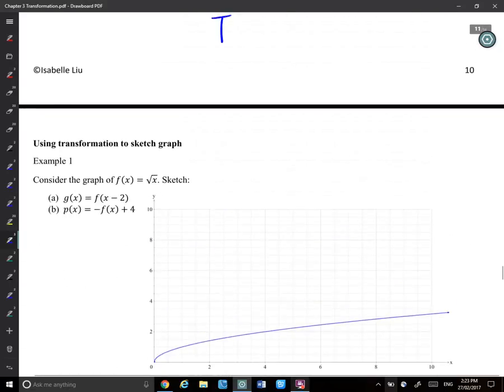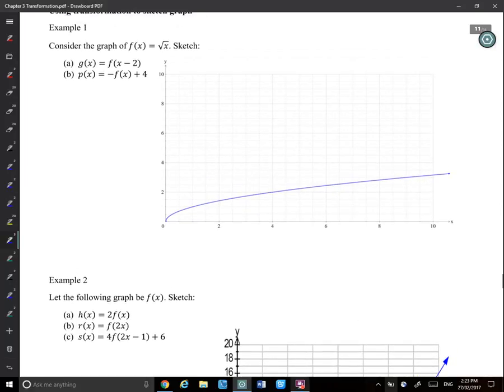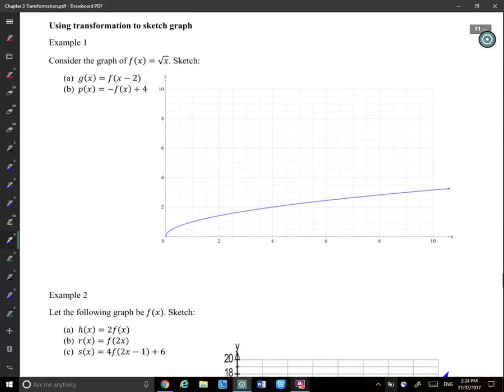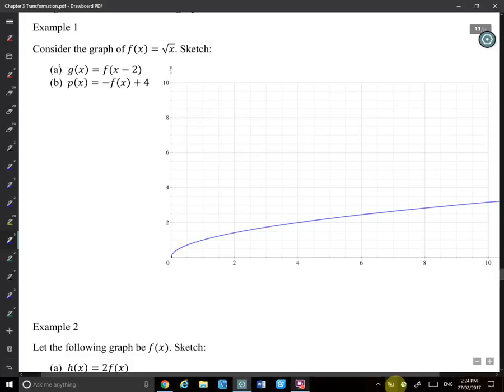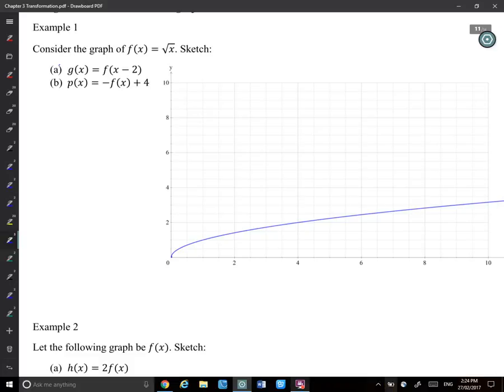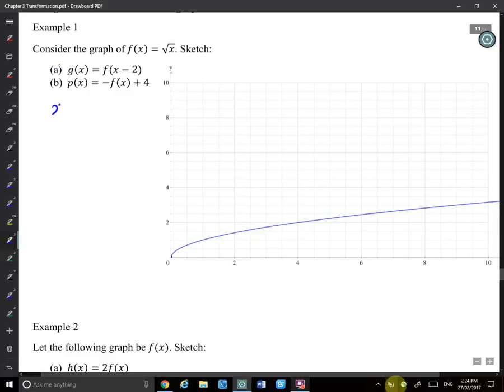And let's do the last exercise, which is a little bit new. The first one is they give you a graph and ask you to sketch the graph. For example, the first one, g(x) equals to f(x) minus 2. That is moving to the right by 2 units, because x equals x dash minus 2, so x dash equals x plus 2. So it's moving the graph by 2 units to the right.